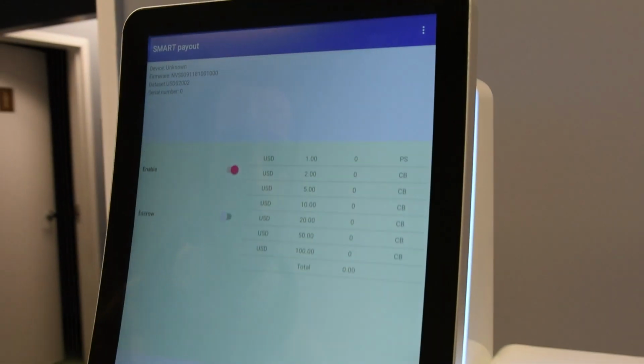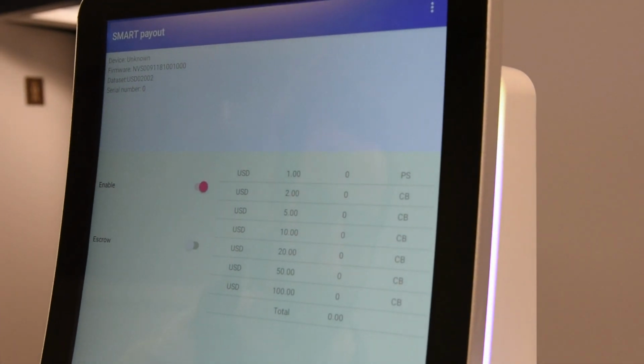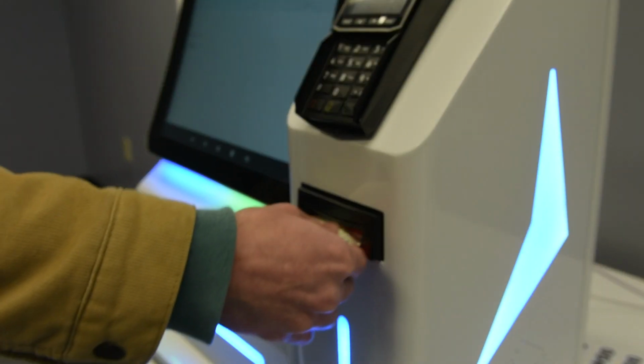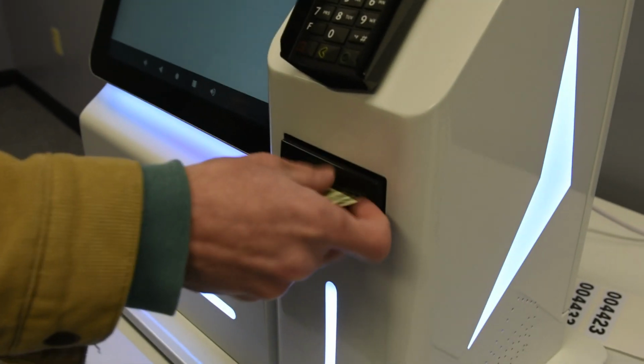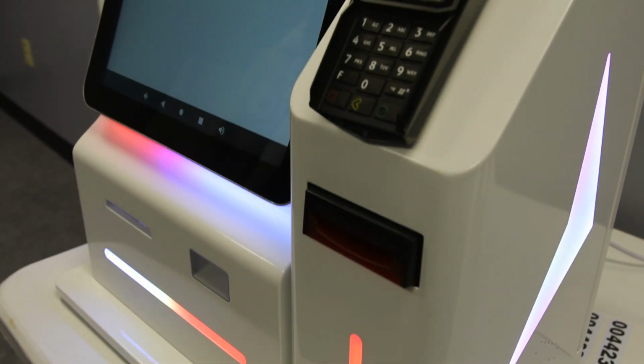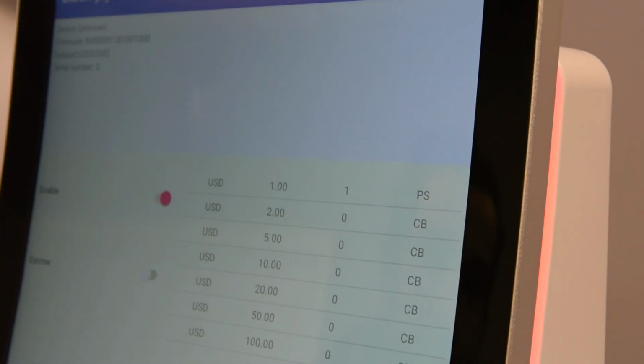Changing a denomination to PS will send all of the bills of that denomination to the cash recycler. Bills in the cash recycler will be dispensed as change at the end of a transaction. Any transaction that is not a whole dollar amount will be rounded up automatically.